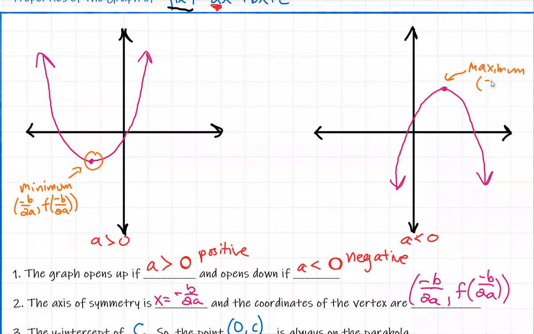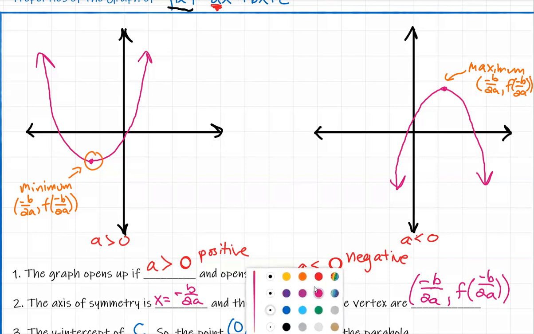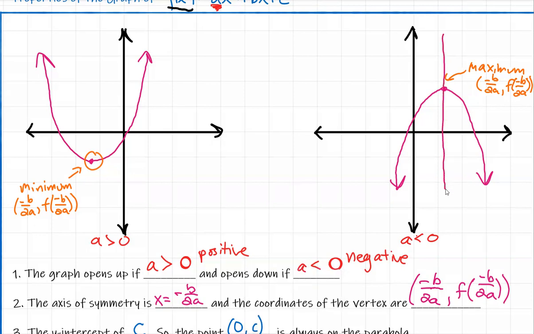With the coordinates negative b over 2a, comma, f of negative b over 2a. I'm running out of room. There we go, okay. And then we have our axis of symmetry, which cuts through the middle of the parabola and it cuts through the vertex. The equation, and that's what this is right here, that's the equation of the axis of symmetry.